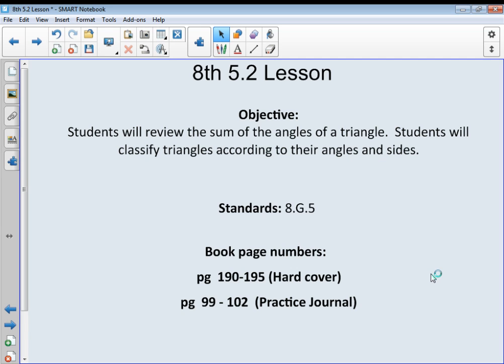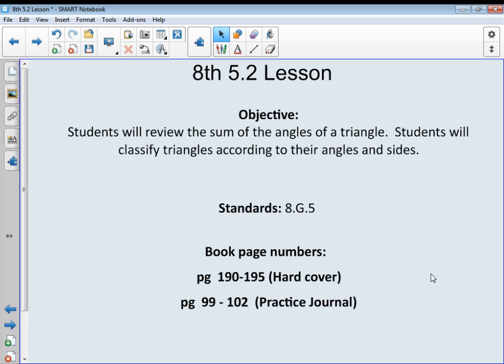Okay, this is 8th grade activity 5.2. In this activity, students will be reviewing the sum of the angles of the triangle. They will also classify those triangles according to their angles and side lengths. So today we're going to be introducing them to the different names of a triangle.